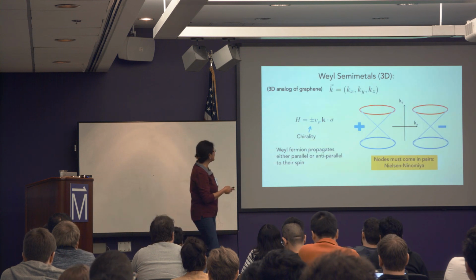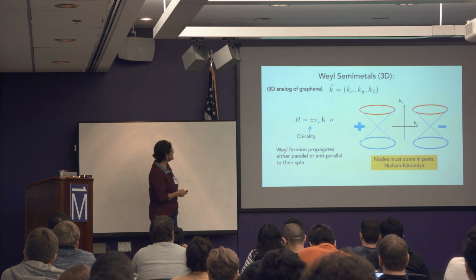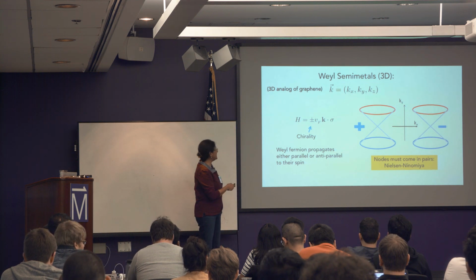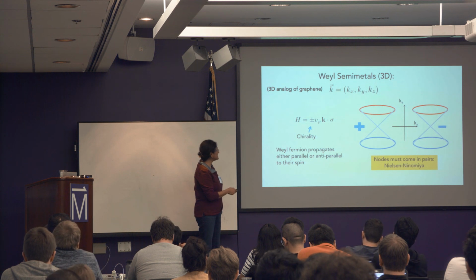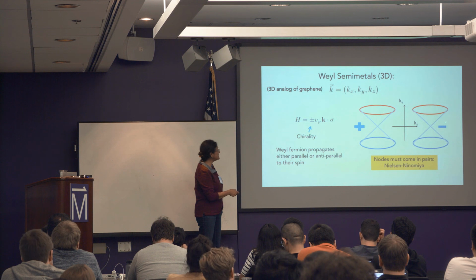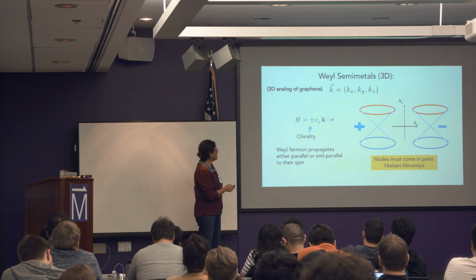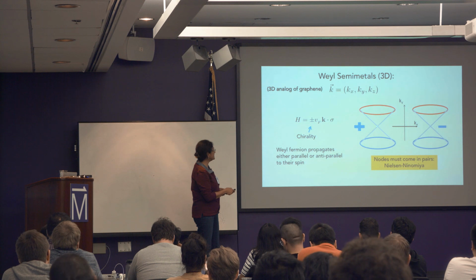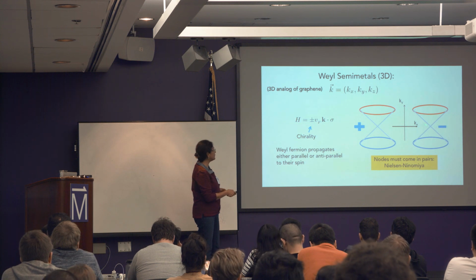I'll come back to this in a little more detail. So here is a picture you might want to keep in mind. This is the Weyl equation with a k dot sigma expanded around the points where these nodes are. And I've set my zero to be at these nodes. And the chirality of the two nodes are opposite.